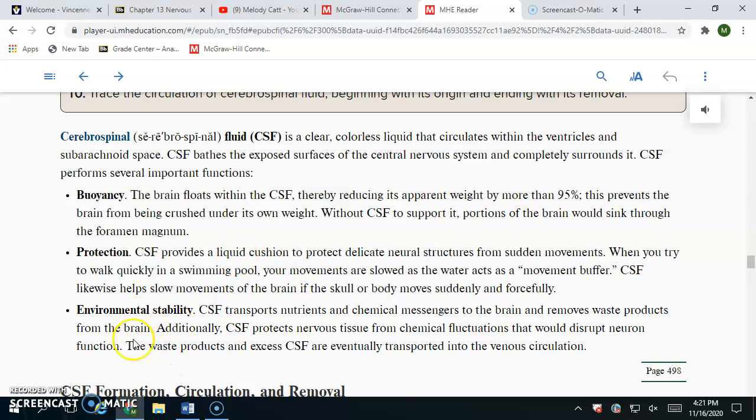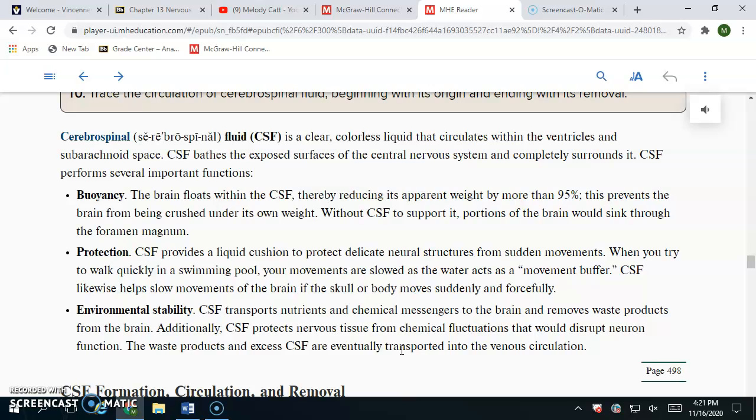And then the last function that we'll talk about is environmental stability. So what that means is, even though the blood is the primary fluid in the body that will circulate nutrients and get them to certain cells of the body and take away waste products, the cerebrospinal fluid can transport some nutrients like the blood does, and even some chemical messengers like hormones and things like that. And it can remove some waste products too. So it has similar functions to the blood.